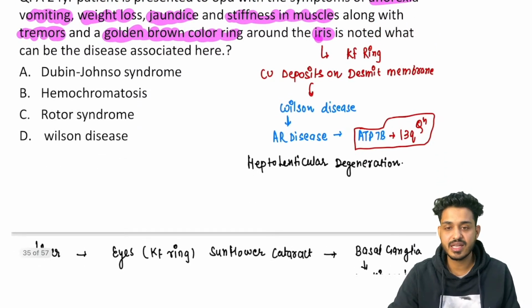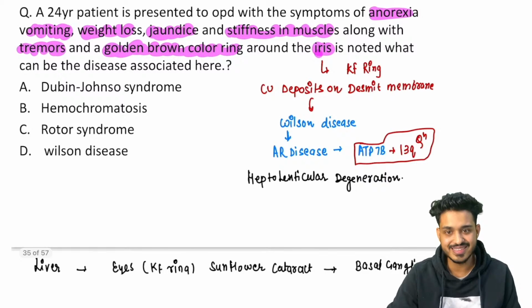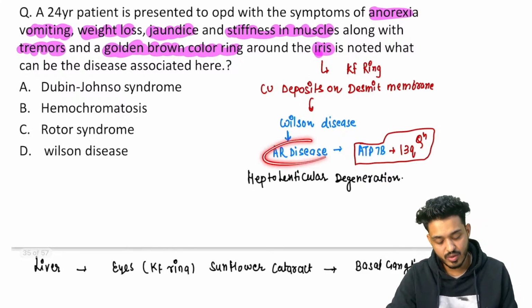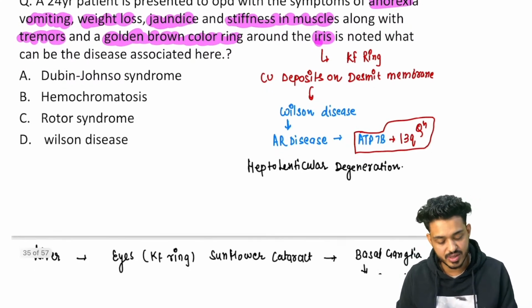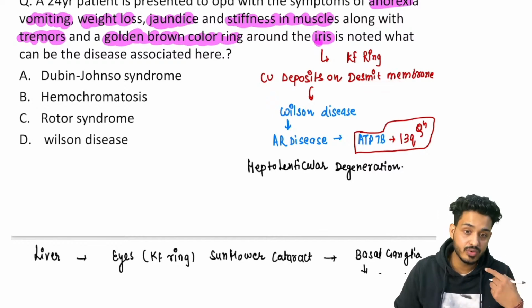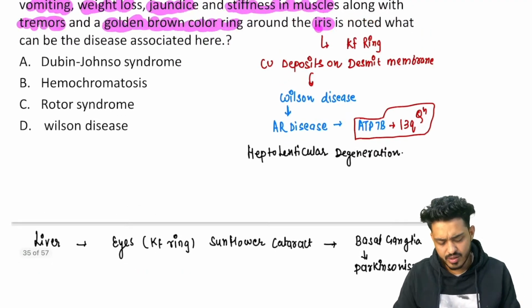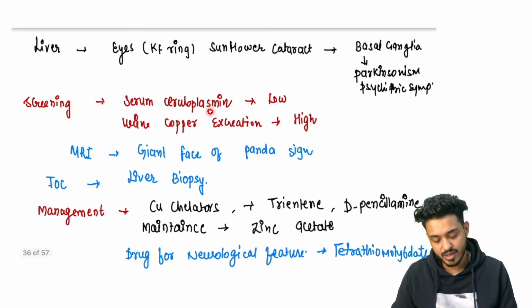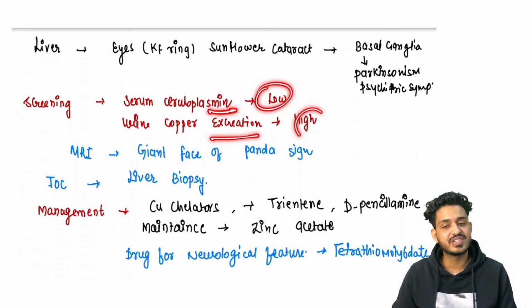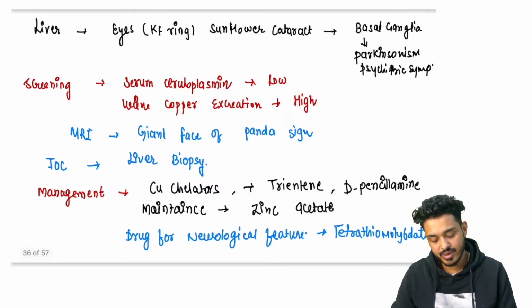ATP7A की वजह से क्या हुआ था? That is going to be your Menkes disease. 7B is going to cause what? Wilson's disease. It is going to be an autosomal recessive condition, right? You will be having excessive copper deposition in the Descemet membrane leading to formation of KF rings. You will be having hepatolenticular degeneration, right? Serum ceruloplasmin कम हो जाएगा और excretion बढ़ जाएगा. What is the sign that you will be having on the MRI?